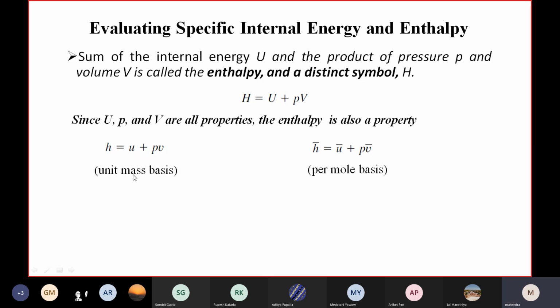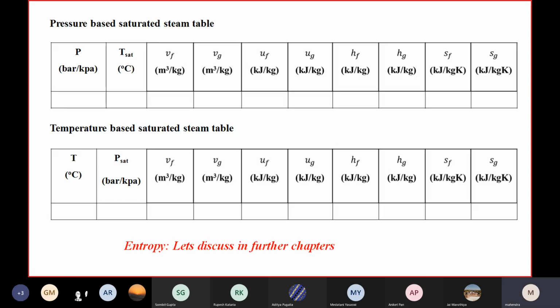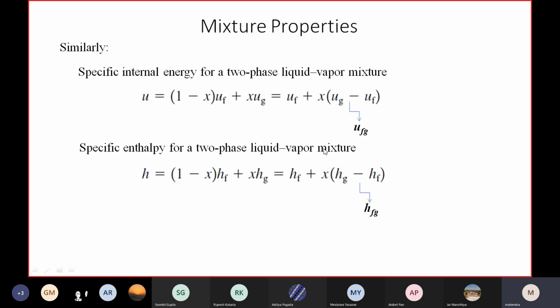When we are taking per mass basis, we will be using small h. Per mole basis, we will be using a bar over it. That is about that. These are the steam tables I have just explained.